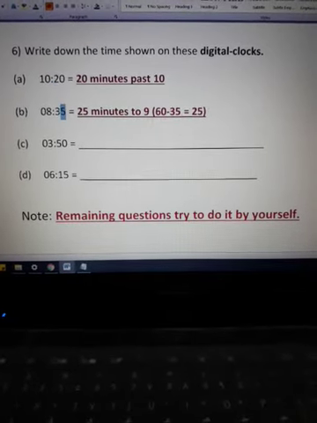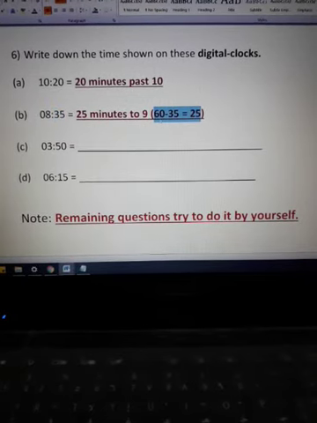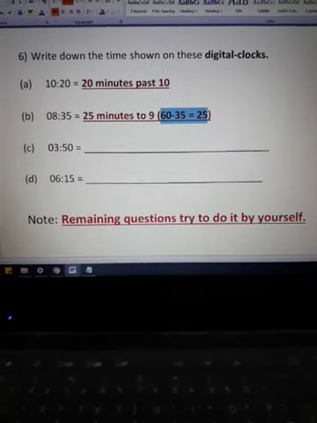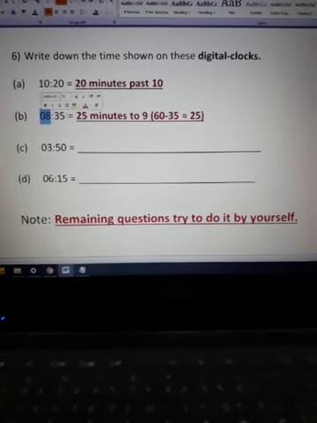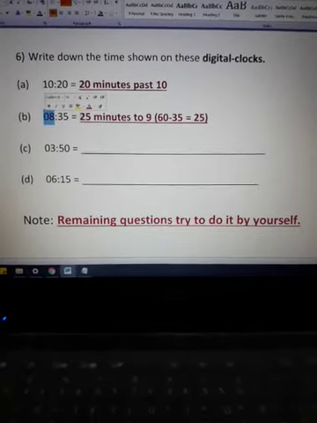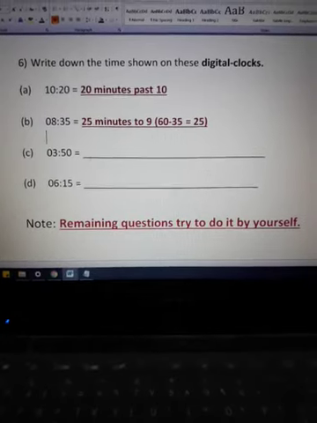Whenever the minute is more than 30, you have to subtract from 60. So 60 minus 35, how much? 25. So 25 minutes to, and here the hour is 8. Change 8 to the next hour, 9 o'clock. So 25 minutes to 9. The remaining two questions you have to do by yourself.